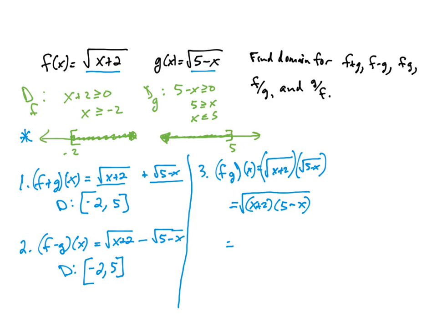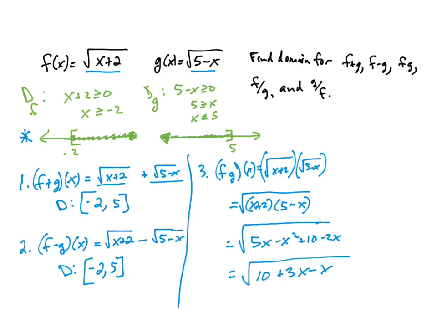So when we multiply this out, we're going to get square root of 5x minus x squared plus 10 minus 2x. Simplifying here, we're going to get 10 plus 3x minus x squared. Now, because this is a radical function, what we need is what's under the radical to be greater than or equal to 0. So what we need is 10 plus 3x minus x squared to be greater than or equal to 0.